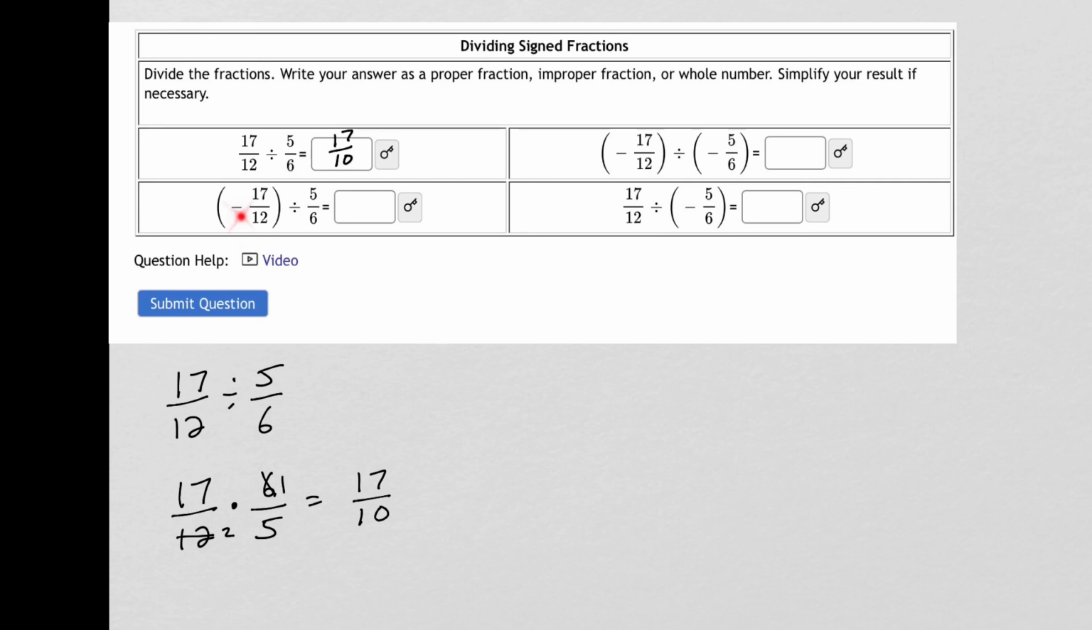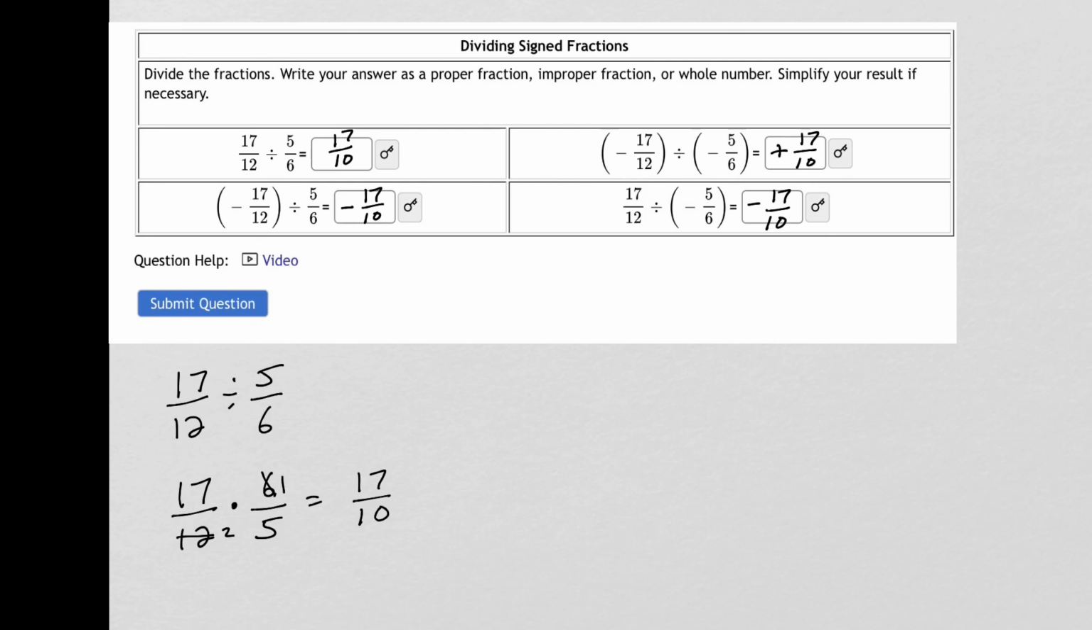Here I have a negative divided by positive. So that's going to be negative, right? Different signs, I get negative 17/10. Here I have a negative divided by negative, so same sign, the answer is going to be positive. It's still 17/10, right? Because it's the same values. And then here I have a positive divided by negative, so different signs. The answer is going to be negative, so this will be negative 17/10. And that would be it.